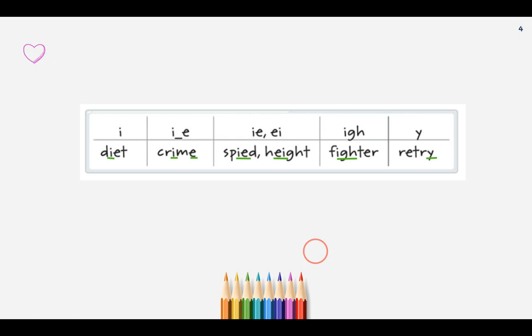I want you to go ahead and practice decoding these words by pausing the video and reading each of the words in the chart aloud to yourself or someone at home. Great, you're back. Were you able to decode the words and find the long I sounds? Good job.